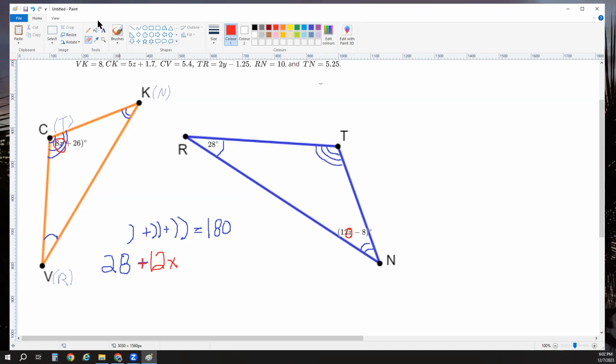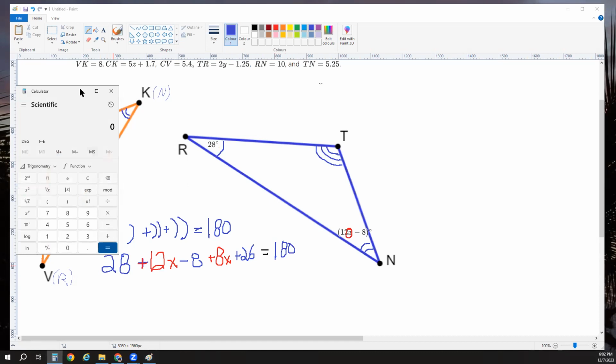Minus 8. That should be blue. Is it attached to 8? Minus 8. Plus 8x, because it's attached to the 8. Blue, plus 26. That equals 180. That's constant, right? So that is how that all works.